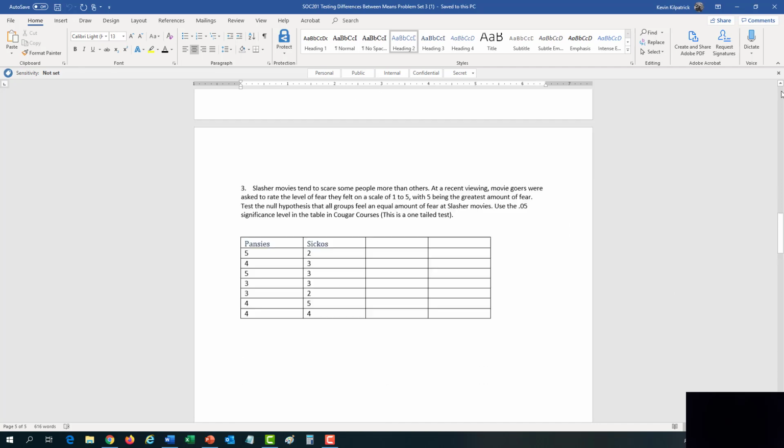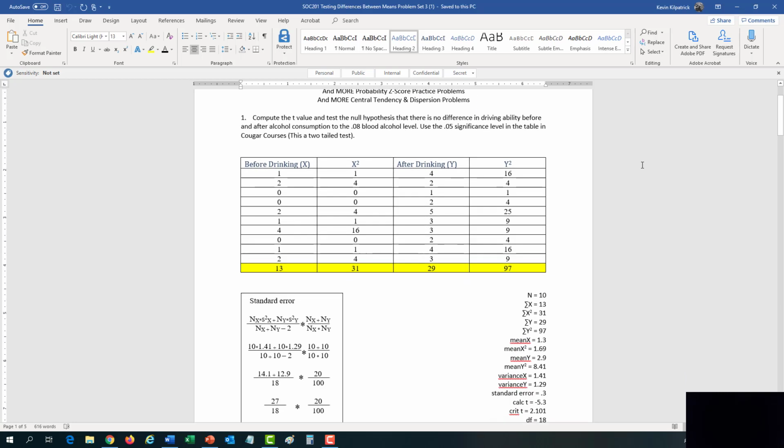Okay, so I did the first problem of the differences between means. Here's the text of the problem. Compute the t-value and test the null hypothesis that there is no difference in driving ability before and after alcohol consumption to the 0.08 blood alcohol level. Use the 0.05 significance level in the table in Cougar Courses. That means the appendix. And in parentheses, I say that this is a two-tailed test.